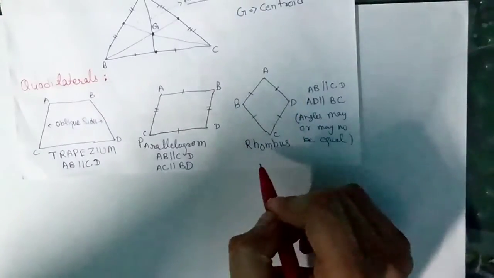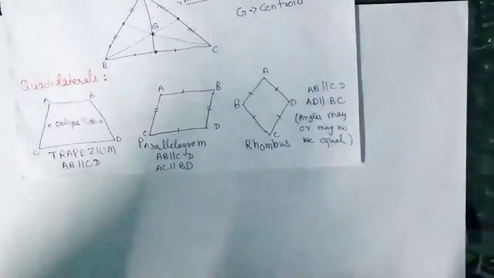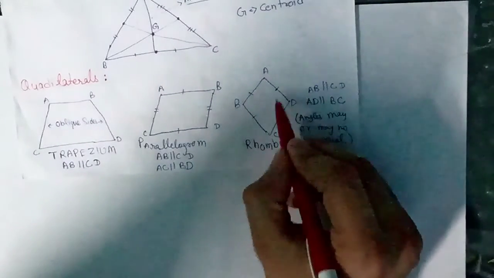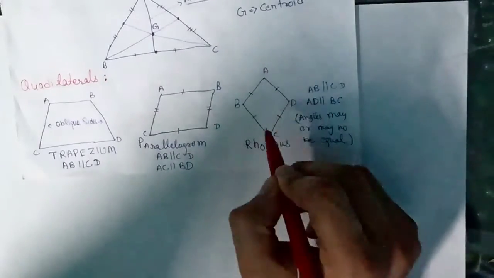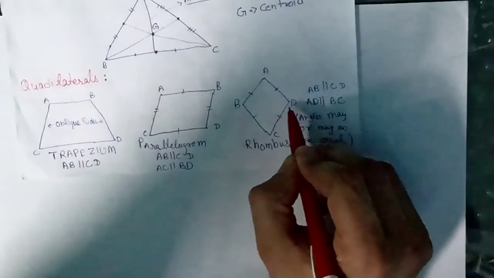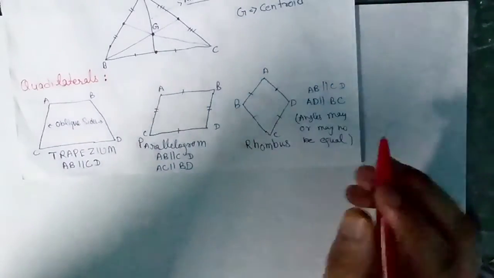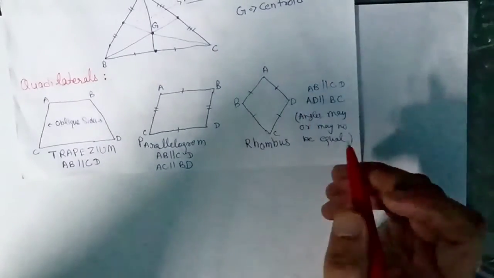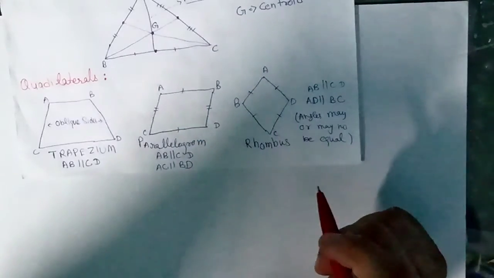Then we have the rhombus. A rhombus is a special type of parallelogram where all the sides are equal. In a rhombus, all the sides are equal and parallel to the opposite one, so BC is parallel to AD and AB is parallel to CD. These lines are parallel to each other. The angles may or may not be the same. If the angles are the same, then it becomes a square.